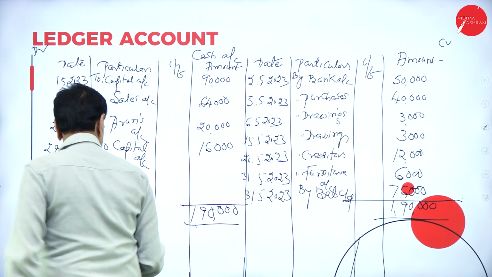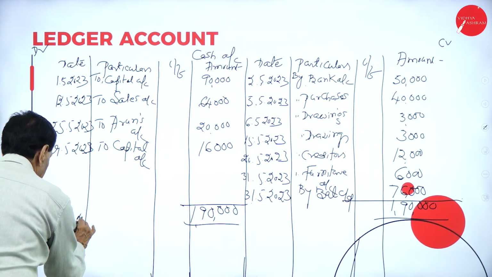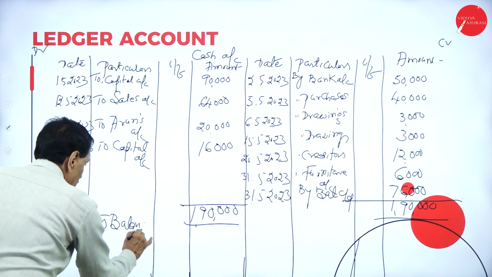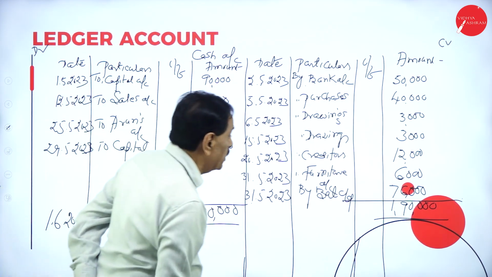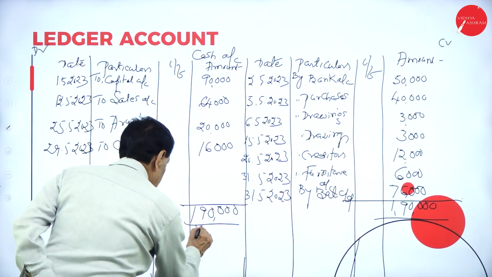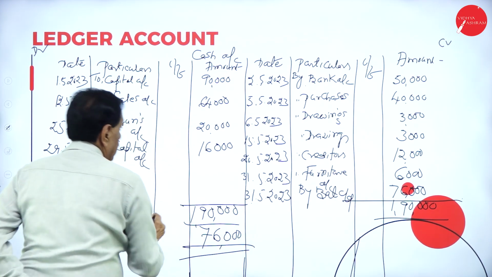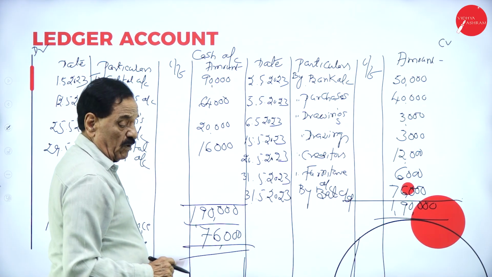Next month, 1/6/2023, to balance brought down. Next month, to balance brought down, how much? 76,000. So it's a cash account. Debit, credit. Debit what comes in, credit what goes out.